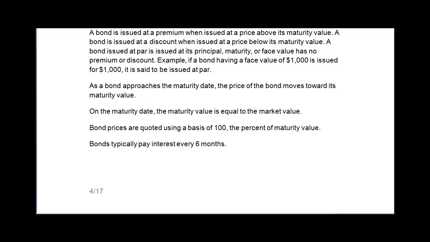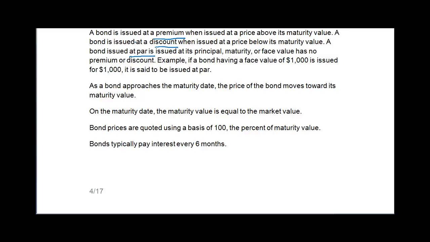So, a bond that is sold or issued at a price that is different from its maturity value is either going to be sold at a premium or a discount. A bond is issued at a premium when it's issued at a price higher than the maturity value, and it's issued at a discount when it's issued at a price below its maturity value. If it happens to be that the market rate is exactly the same as the coupon or the stated rate on the bond, then it will be issued at par.